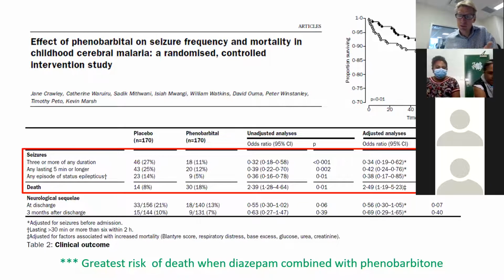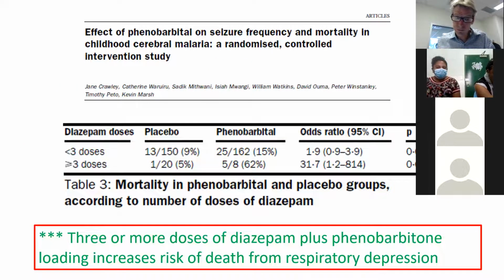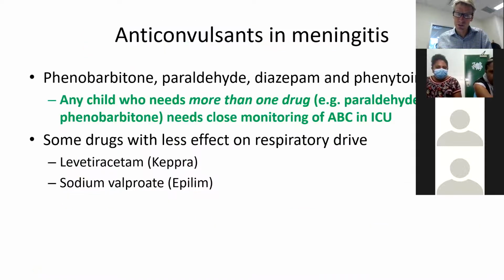Now, partly that's because they probably had ongoing seizures, but partly it's because of the respiratory depression you get with diazepam, especially diazepam combined with phenobarbital. So while it's really important to stop the seizures, it's also important not to cause respiratory depression. So 3 or more doses of diazepam plus phenobarbital loading increased the risk of death from respiratory depression in this study. This is a very important study because it taught us that while stopping seizures is very important, we have to be careful about the anticonvulsants that are used.